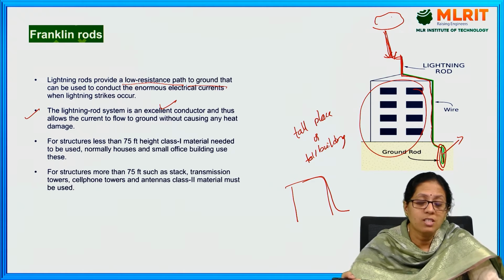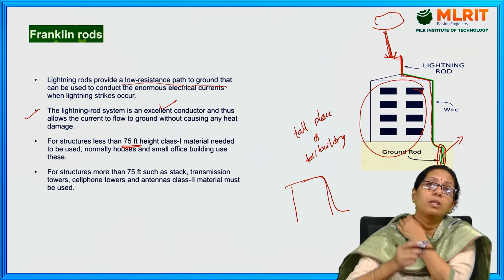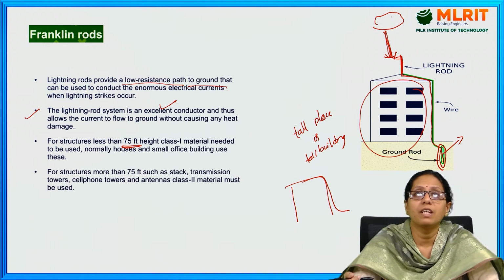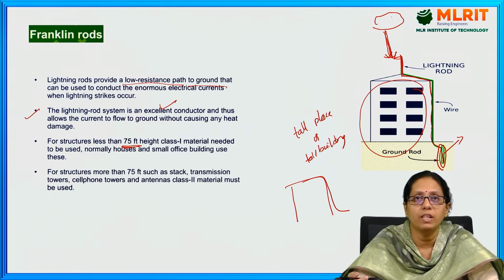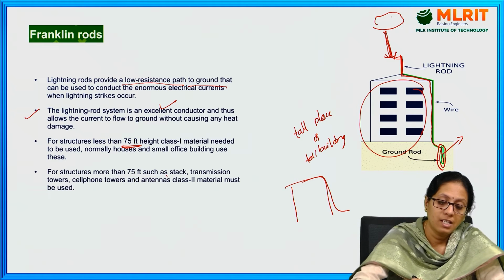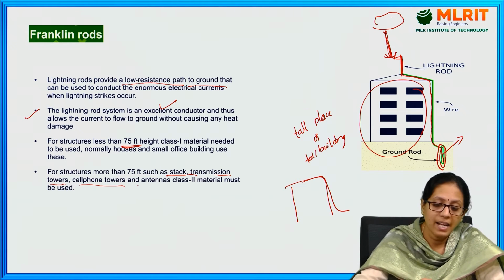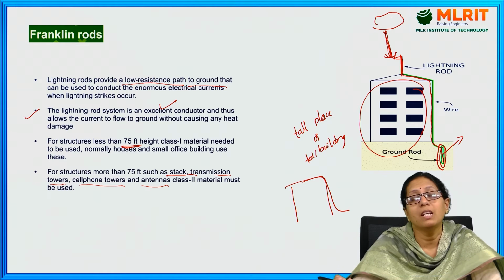For structures less than 75 feet, that means for buildings less than 75 feet, class 1 material needs to be used, and for normal houses and small office buildings use these kinds of rods. Next, for structures more than 75 feet such as stacks, transmission towers as well as cell phone towers and antennas, class 2 material must be used.